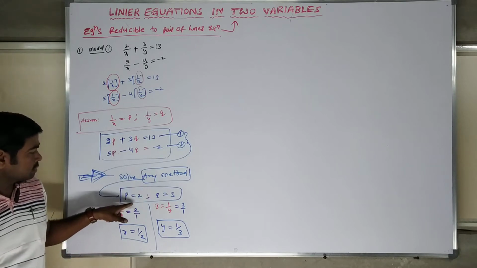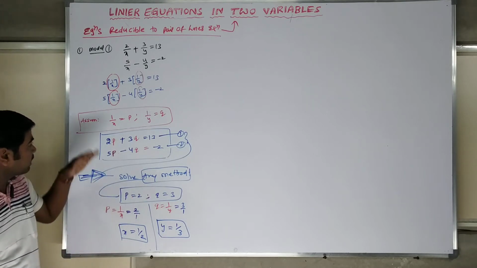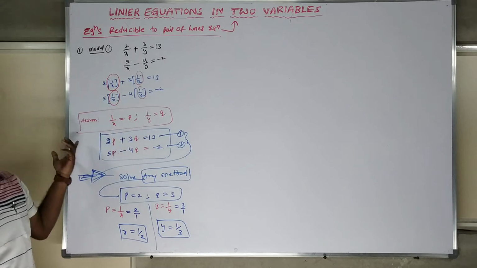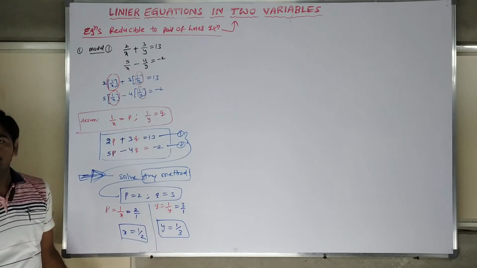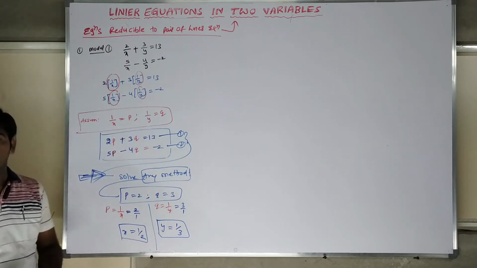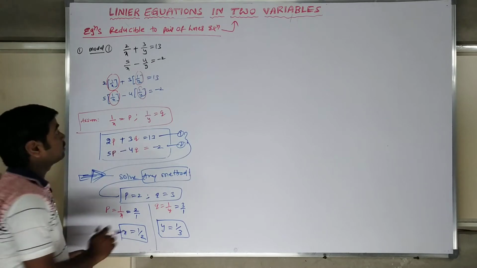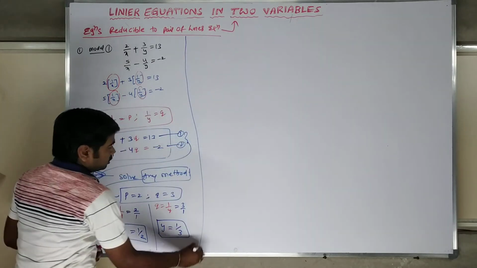After getting the answers, p is equal to what was the assumption, go back. Do your substitution and go back. So the answers in terms of x and y, you got it. This is the one model you are getting in examinations. Next, model 2 also I should go.